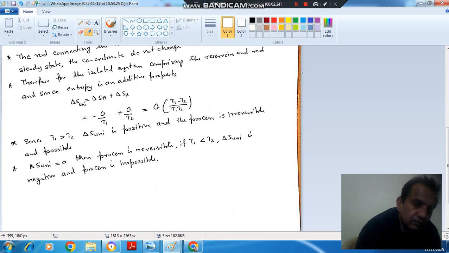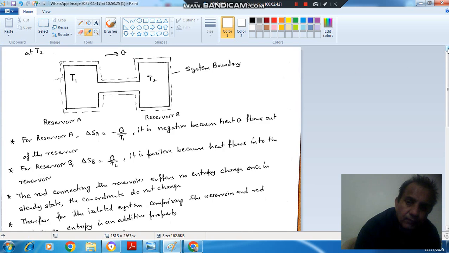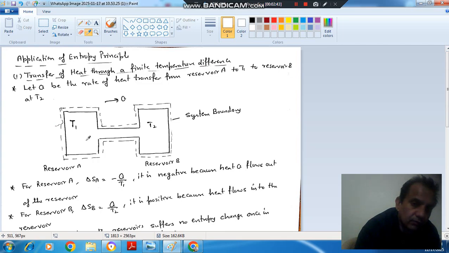If S universe is 0, then the process is reversible, which is possible when T1 is equal to T2. But if T1 is less than T2, S universe will be negative, and then the process is not possible, because heat cannot transfer automatically from a cold reservoir to a hot reservoir. So T1 has to be greater than or equal to T2. So that is the first application of entropy principle, that is transfer of heat through a finite temperature difference.